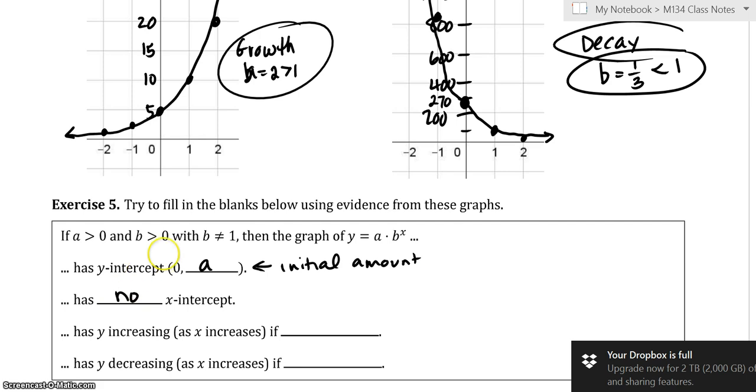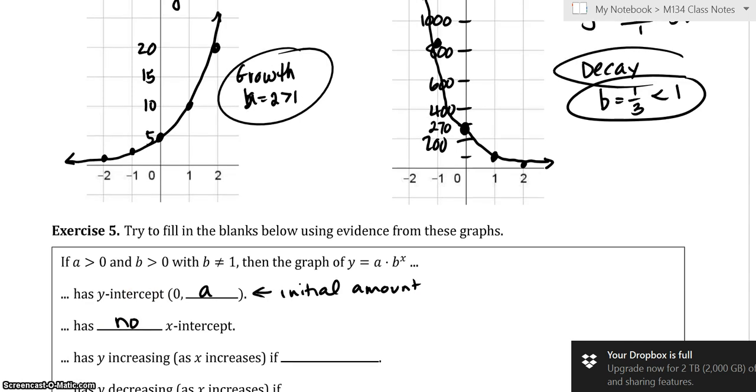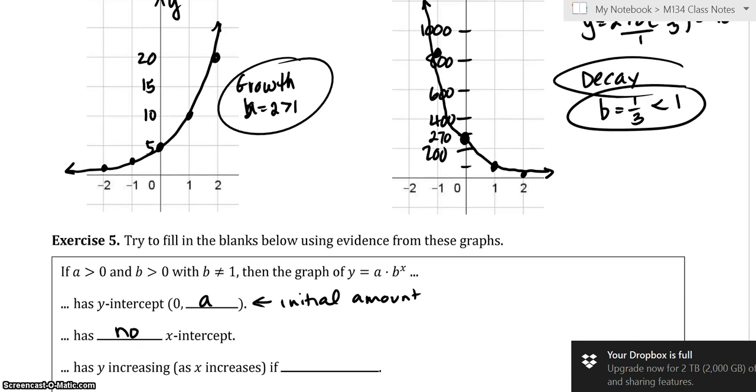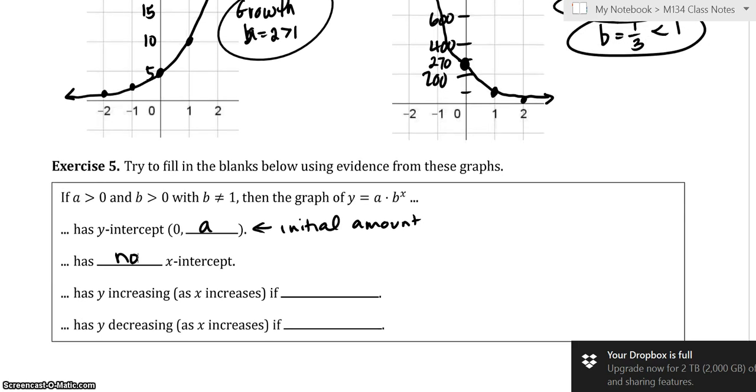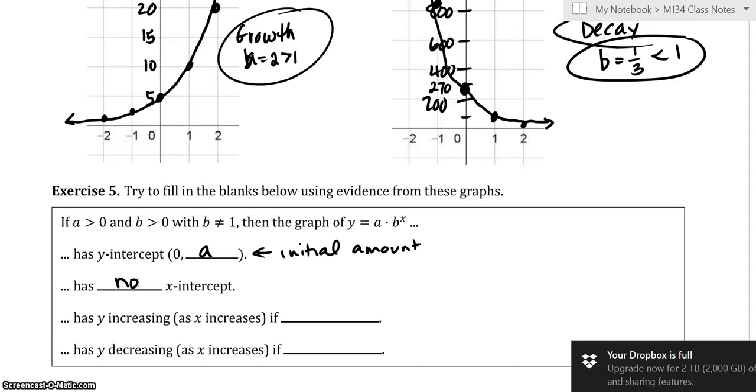It has no x-intercept. Notice how it never crosses the x-axis in all the graphs above. And by the way, it's increasing if the b, the growth factor, is bigger than 1. And that means it's a growth. And it's decreasing if the b is less than 1. And that's when it's a decay.